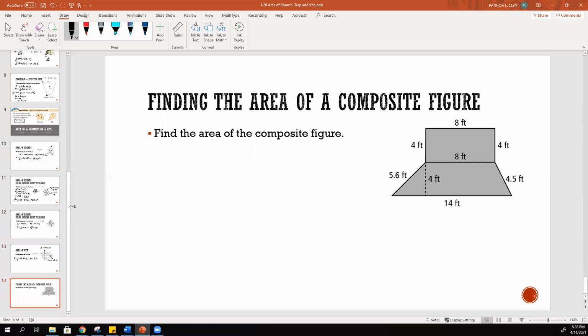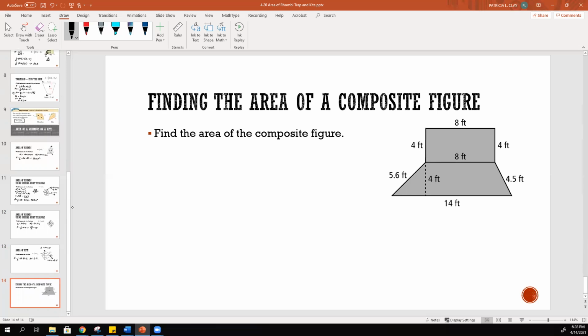Okay, now that we've covered more of our shapes, let's do a composite figure. A composite figure is a combination of several different shapes together. Okay, so let's look at this. The hardest part about these is trying to figure out how to break them up.